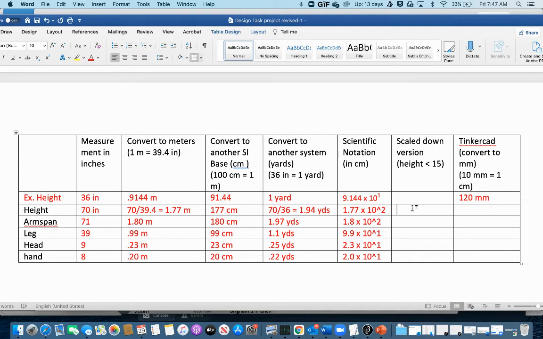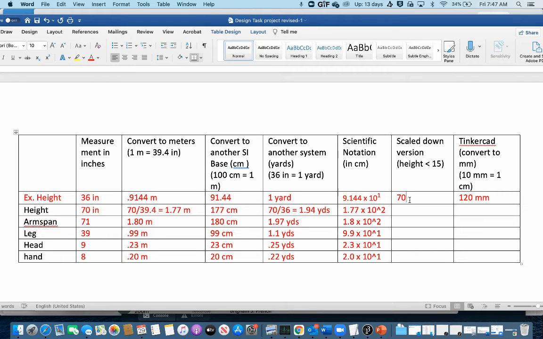So to get it less than 15 centimeters, I'm going to take my height, and I can just take 70 divided by 15. So if I just do the factor, it's 4.66. I don't want to use 4.66 as my scale down factor. I'm going to go ahead and use 5. So I'm going to go up 1. So I'm going to take 70, my height, divided by 5.